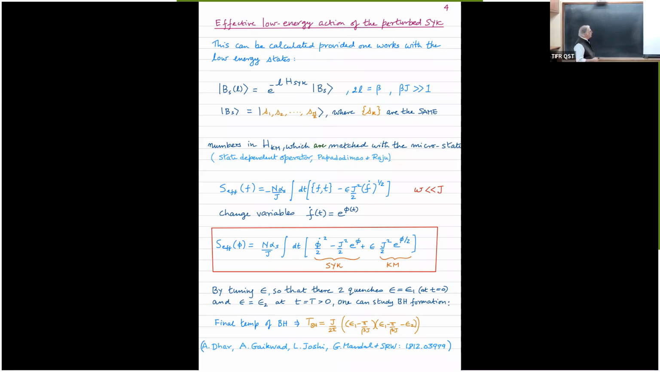Now what you do is you take this state and act upon it with a low energy projection, as we usually do, where 2L is basically the inverse temperature, and beta J is large. So this is the proposal of a black hole microstate. That's the point actually, that these people made this proposal that this is a black hole microstate. Now, it's a very fortunate thing. In how many models do we know an explicit formula for a black hole microstate?